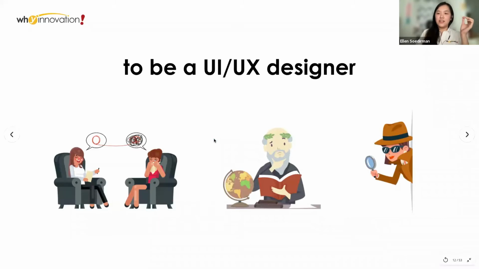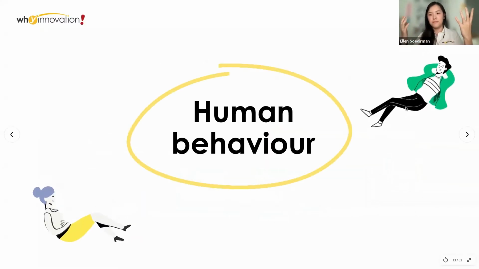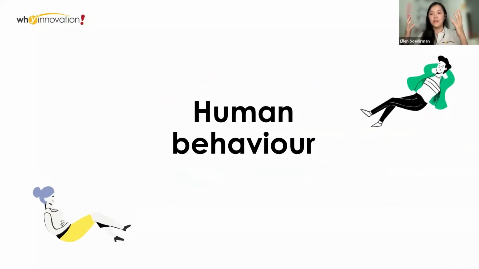Okay. And other than an artist and a scientist, to be a UI UX designer, you're also taking on additional roles, like you're a psychiatrist, you're a philosopher, you're also a detective. So what do these roles have in common? Well, personally to me, UI UX centers around one key topic, and the topic is human behavior. So that is usually the key of UI UX, right?